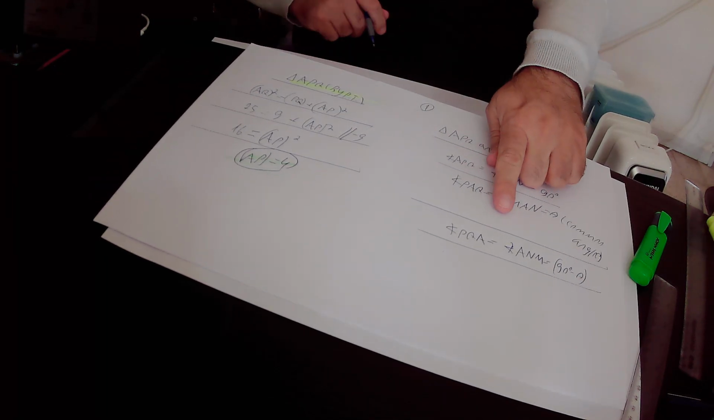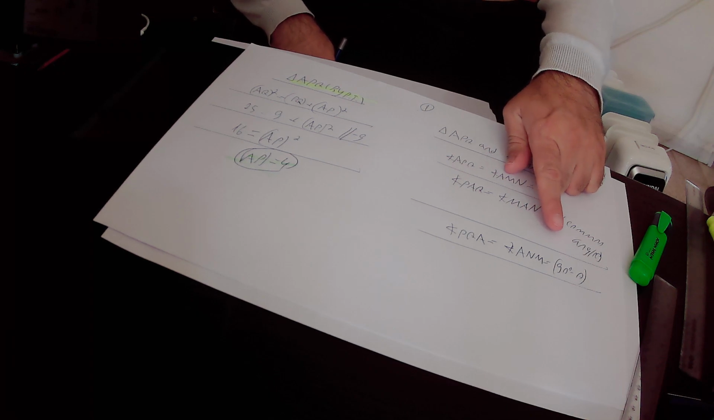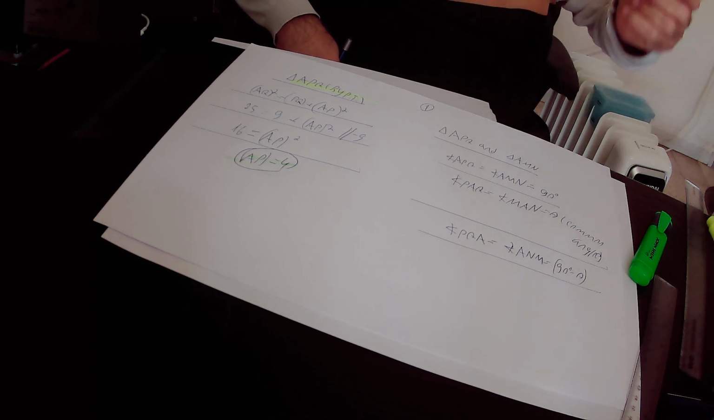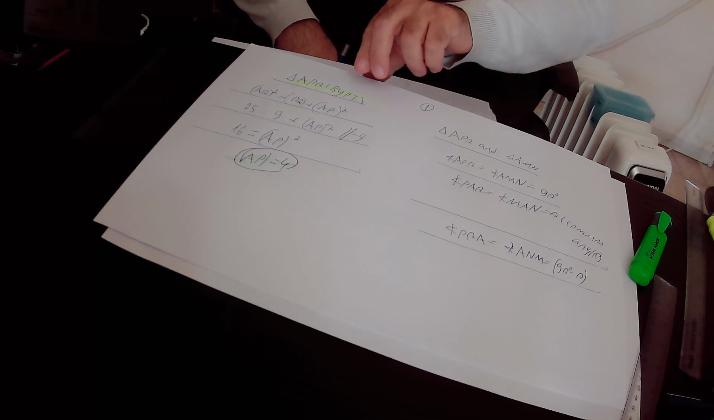Angle PQA in the big triangle is equal to angle ANM in the small triangle. They are both equal to 90 degrees minus theta, therefore they are equal to each other. So I actually proved that all three angles in the big triangle are correspondingly equal to all three angles in the small triangle. Therefore, those two triangles are similar to each other according to the angle similarity rule.